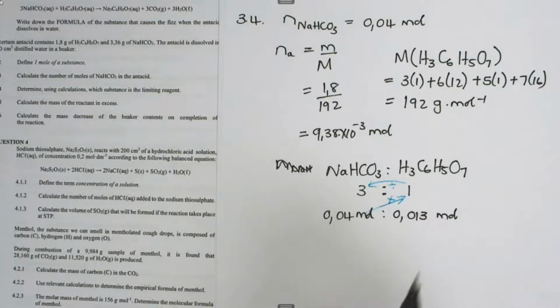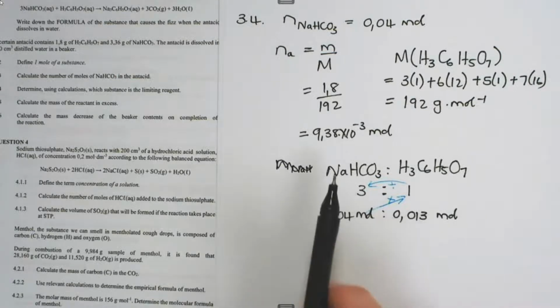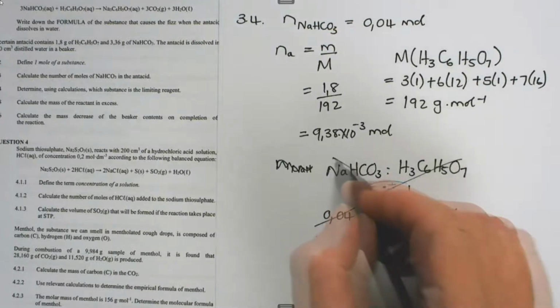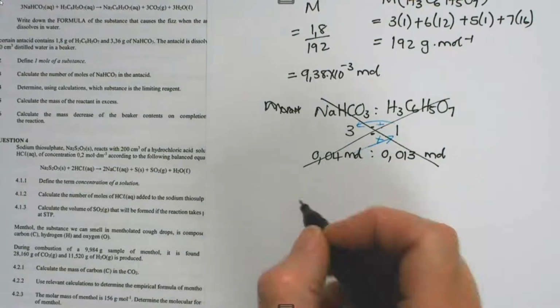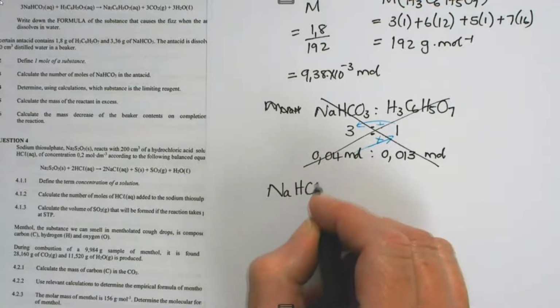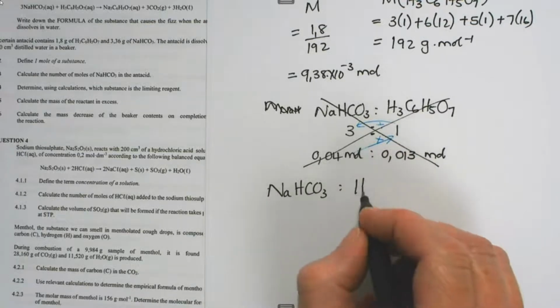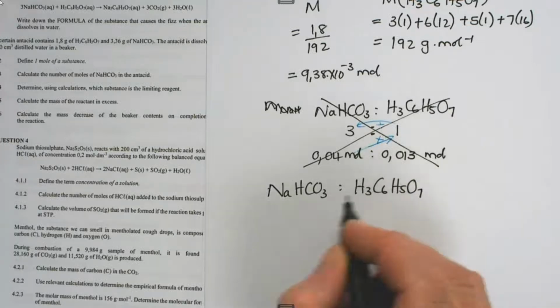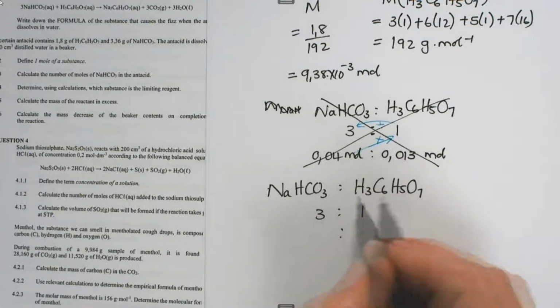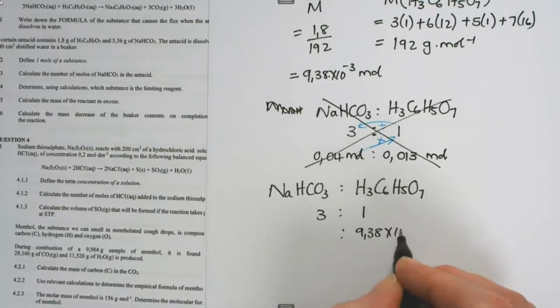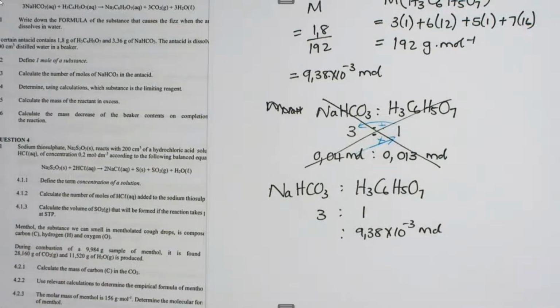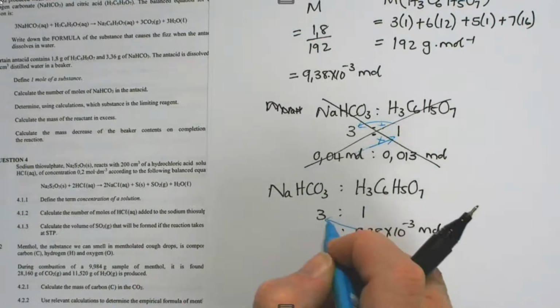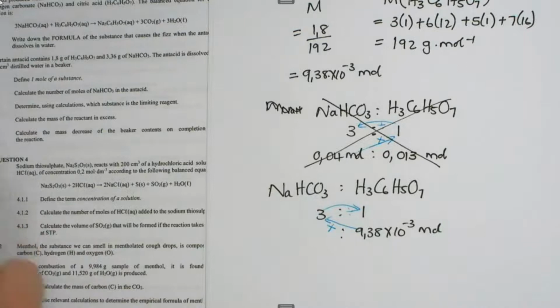But now I see it is more than I have, because this is 0.013, that is 13 if I round it, and that one is 9. So that means I made the wrong assumption. So I'm going to do this calculation again. I don't Tipp-Ex it out, I don't scratch it out, I just draw a line exactly like this through it. So I'm going to redo this one again. If I look at this one, it is 9.38 times 10 to the negative 3 mol. So I take 9.38 times 10 to the negative 3 mol, I times it by 3 and I divide by 1.